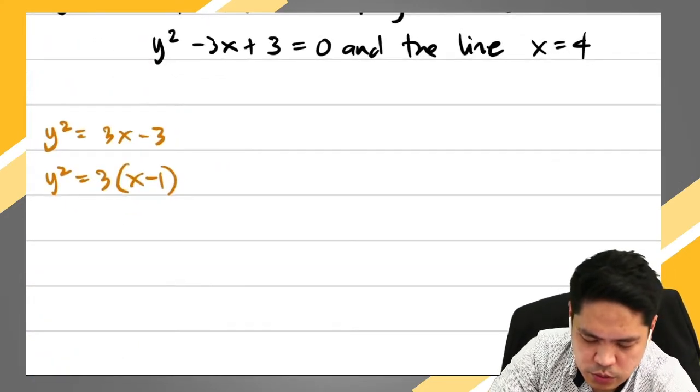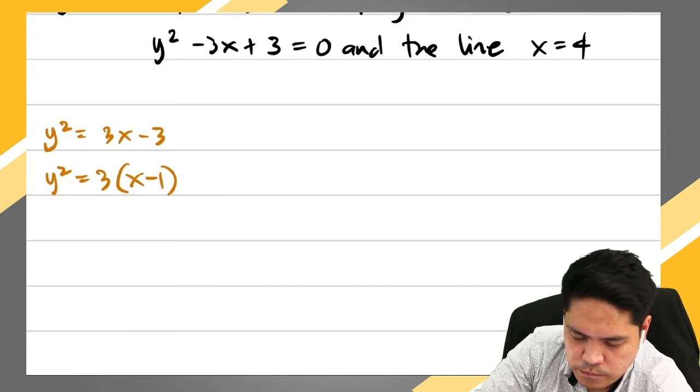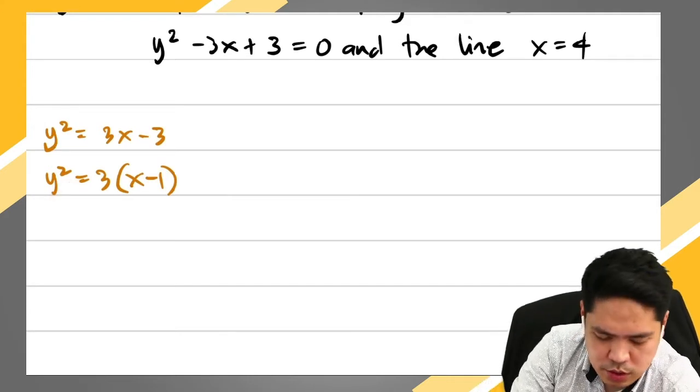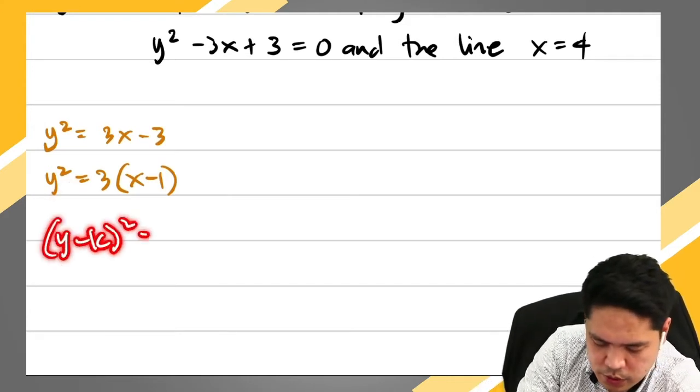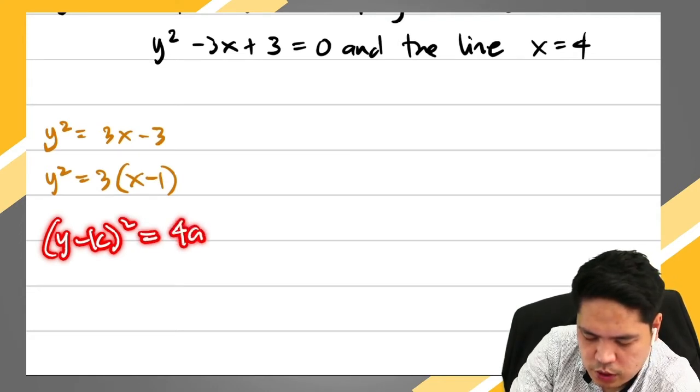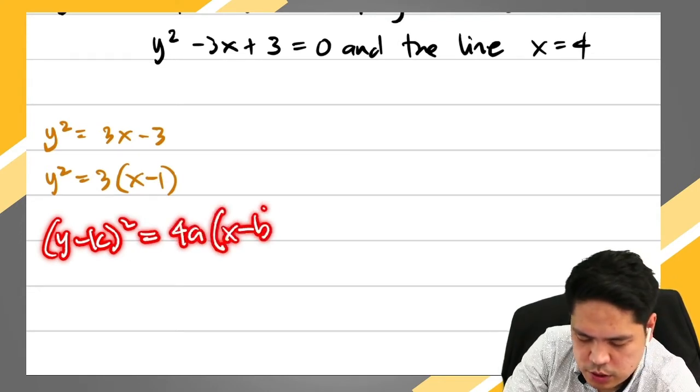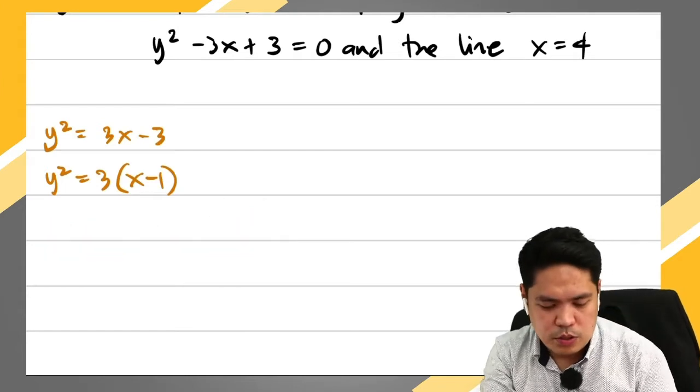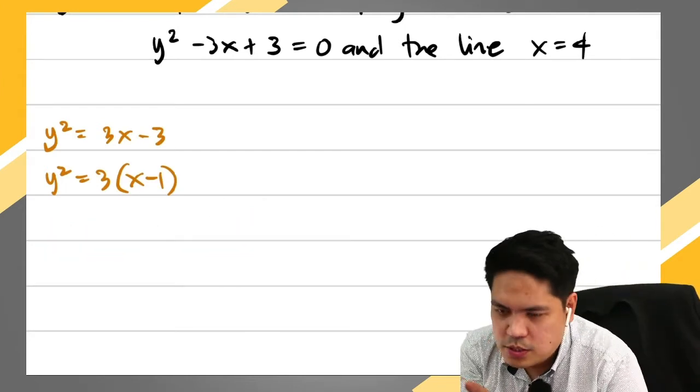Because h is 1 and k is 0. Okay, so what do we have? That's y minus k squared equal to 4a times x minus h. Right? That's a parabola opening to the sides, to the right if 4a is positive.